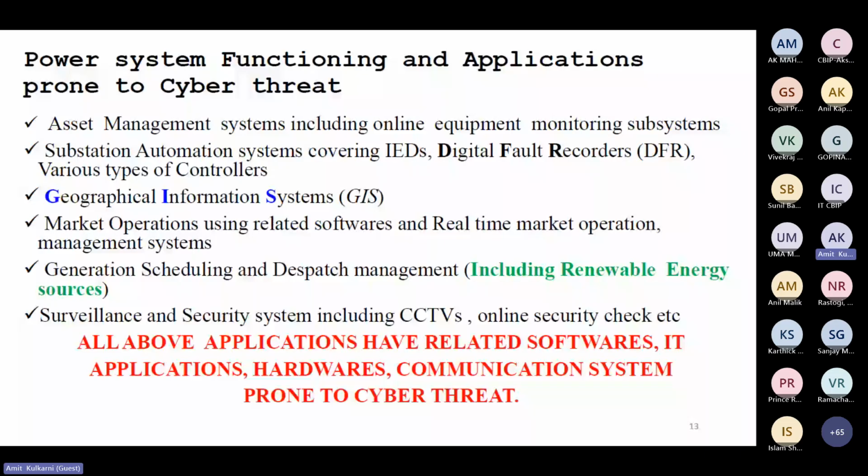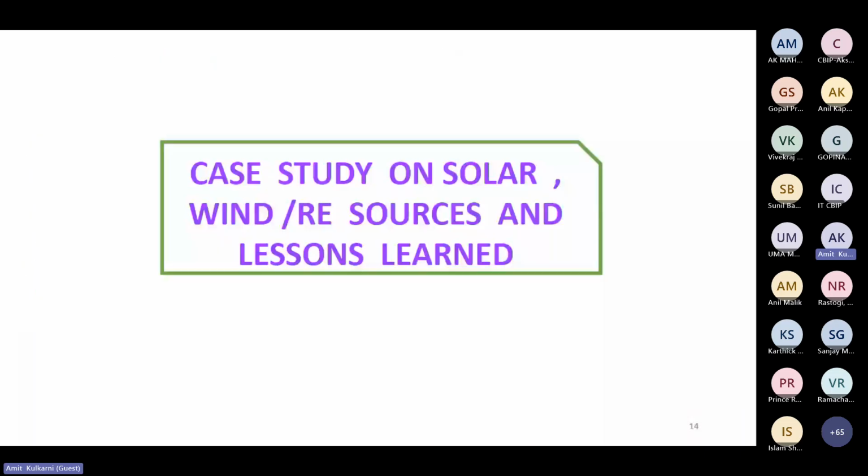Now we'll come to the first case study. With this little background on what a cyber physical system CPPS, that is cyber physical power system, is, we'll come to the first case study. That is the case study on solar, wind, our resources and lessons learned. As I mentioned in the brief introduction, we are also focusing a lot on REs in coming years.